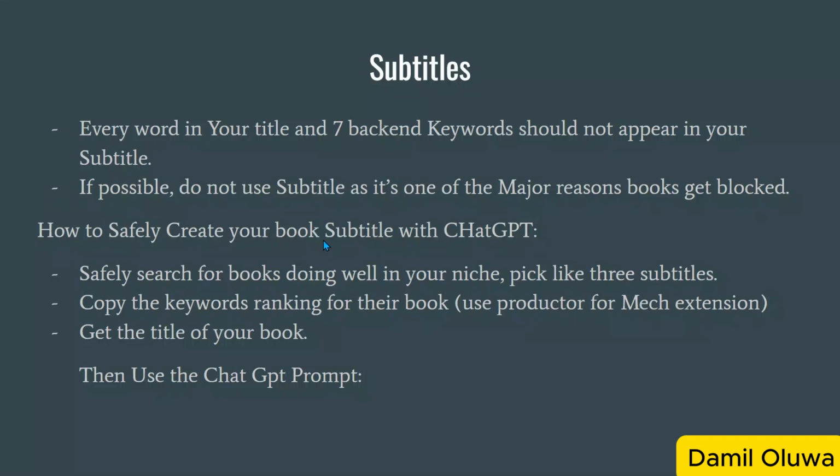So, how to safely create your book subtitle with ChatGPT. I created a simple method that I use in creating my subtitle with ChatGPT, so that I won't have issues with my subtitle on Amazon. The first thing is to safely search for books doing well in your niche. Pick like 3 subtitles, then copy the keywords ranking for their books. Use the Publisher Rocket or similar extension. Get the title of your book and then use the ChatGPT prompts. I have the prompts copied on my notepad, and I might attach the Google Doc link below this video. But let's get ahead with this.